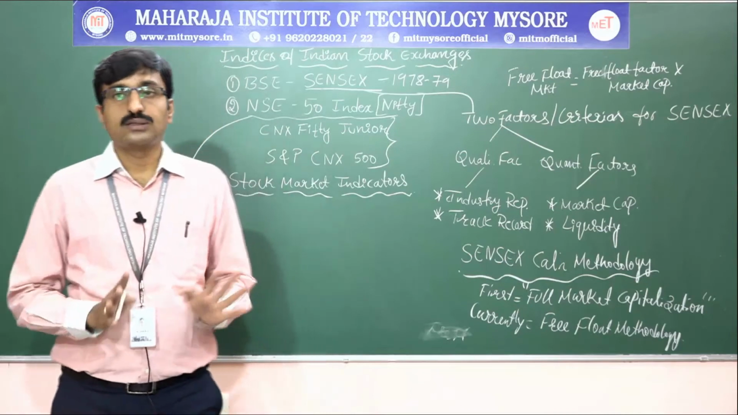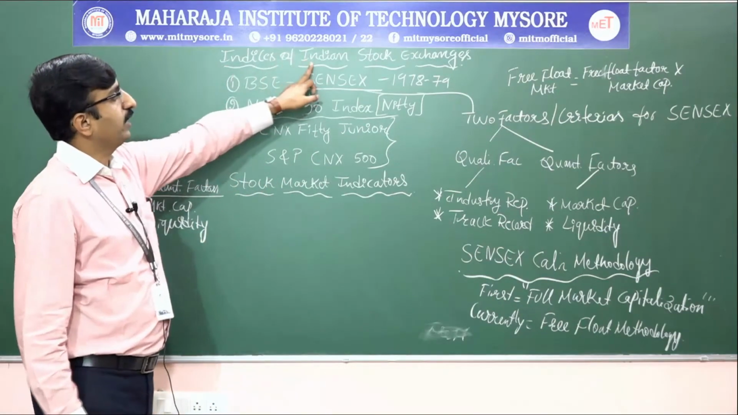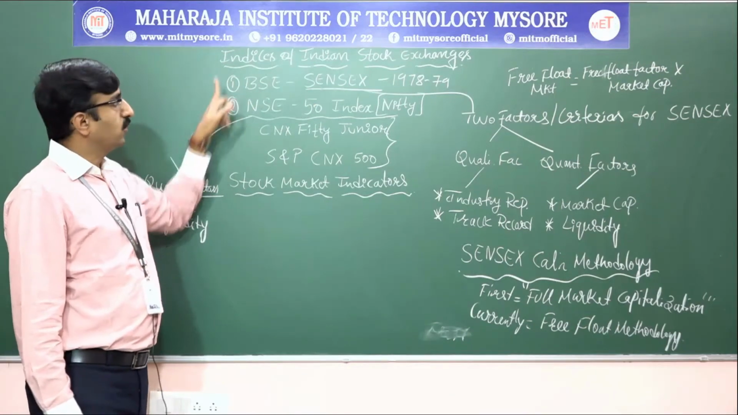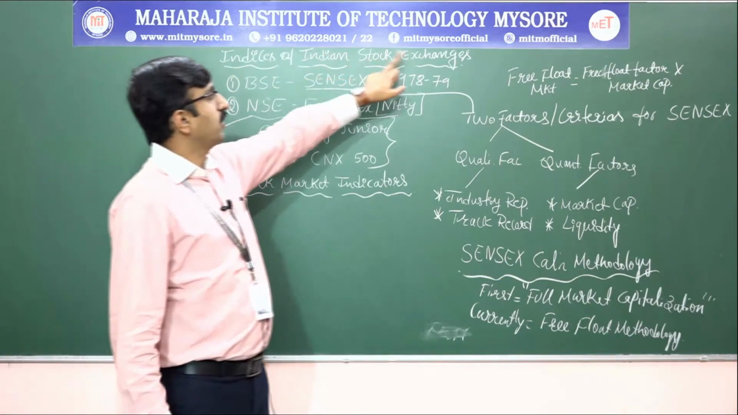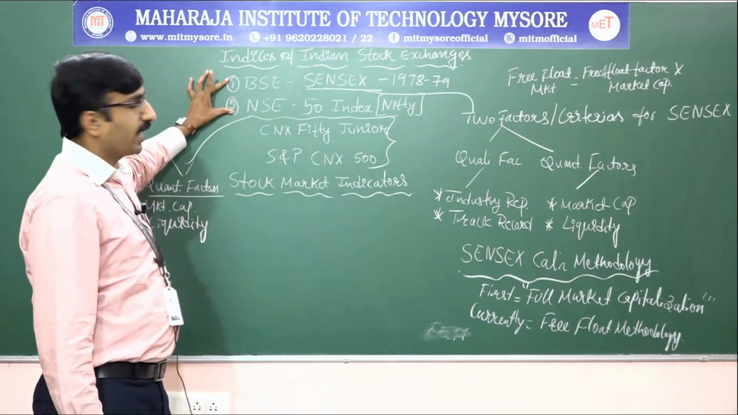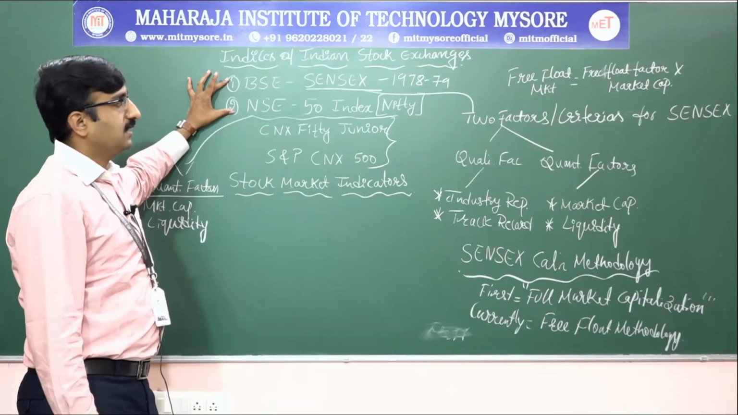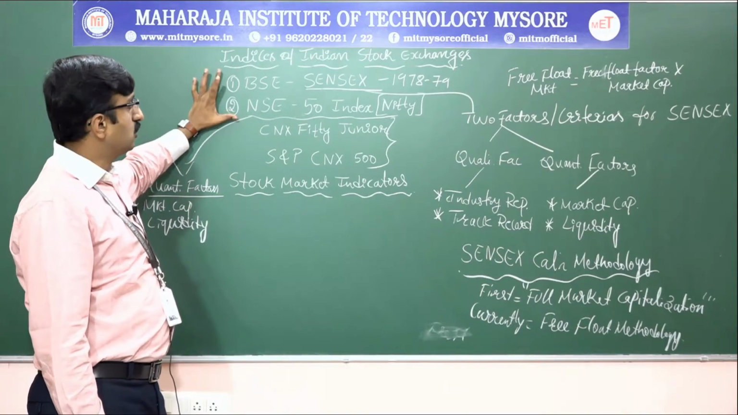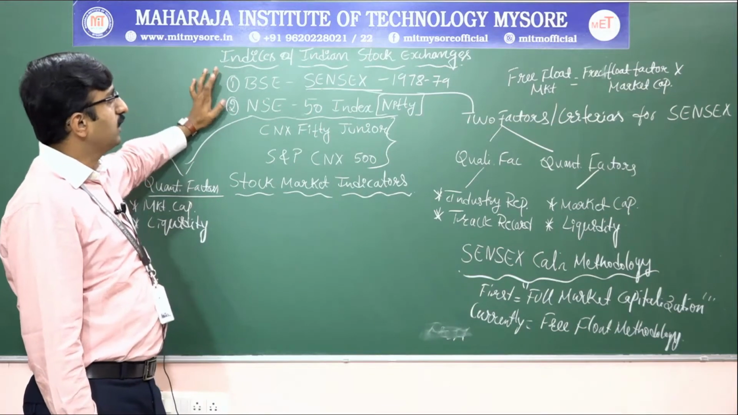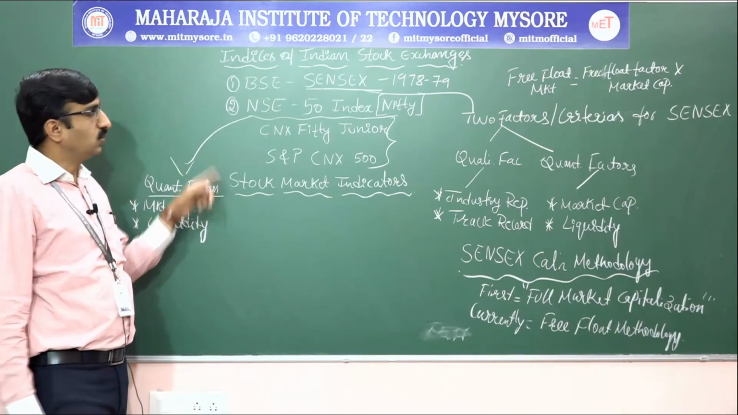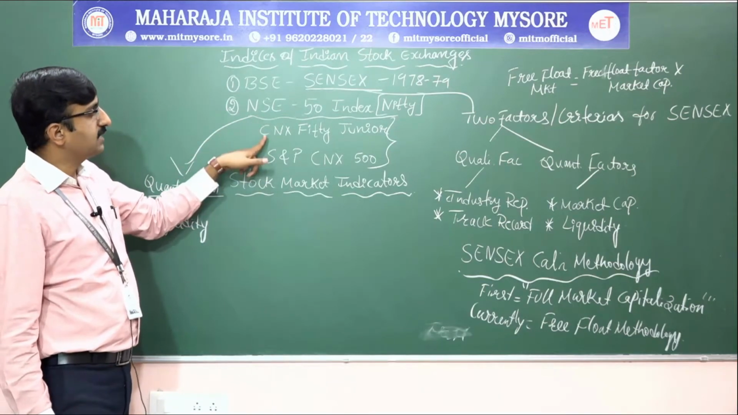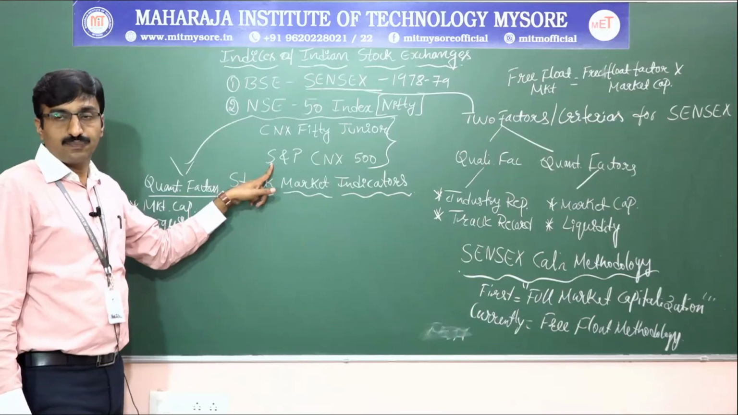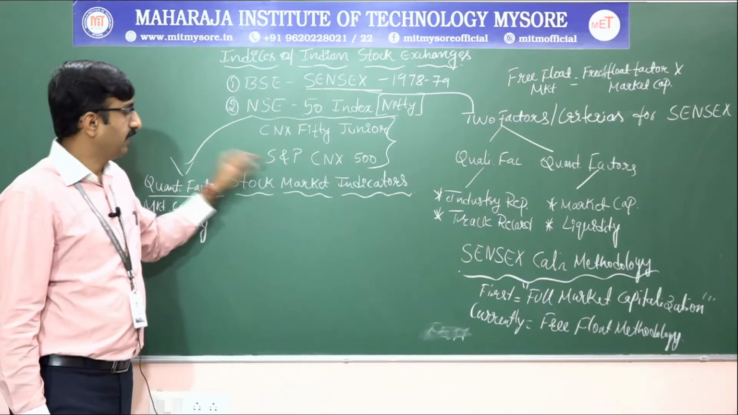So this is about the indices of Indian stock exchanges. Generally they will be asking for 7 marks. Indices of Indian stock exchanges include 2 kinds, BSE Sensex and NSE 50 Nifty. These two are supposed to be written for indices of Indian stock exchanges. Again in NSE we have 2 kinds, CNX 50 Junior and S&P CNX 500. Got it? Fine.